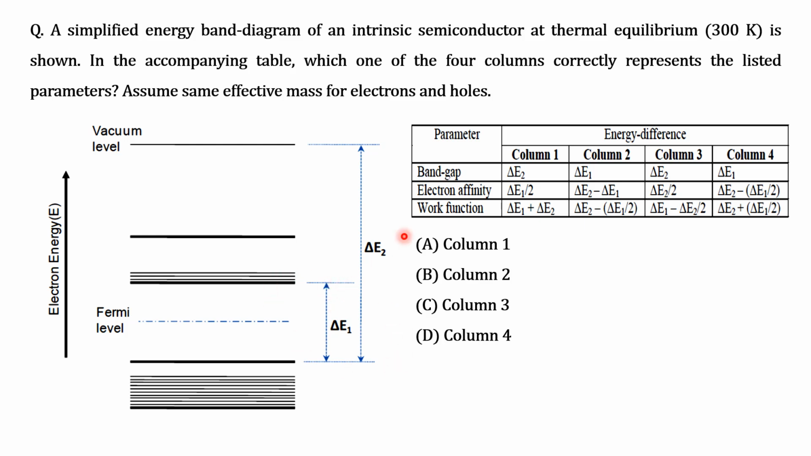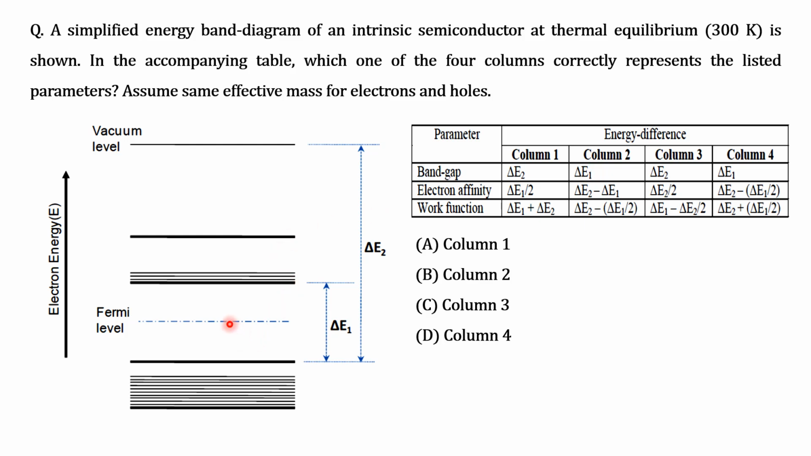So band gap, everyone knows, between conduction band and valence band is delta E1. So directly it will come as delta E1. So column 2 or column 4? Column 2 will be correct. Yeah. So you have to be careful. The difference between conduction band and valence band is the band gap, that is delta E1 directly.